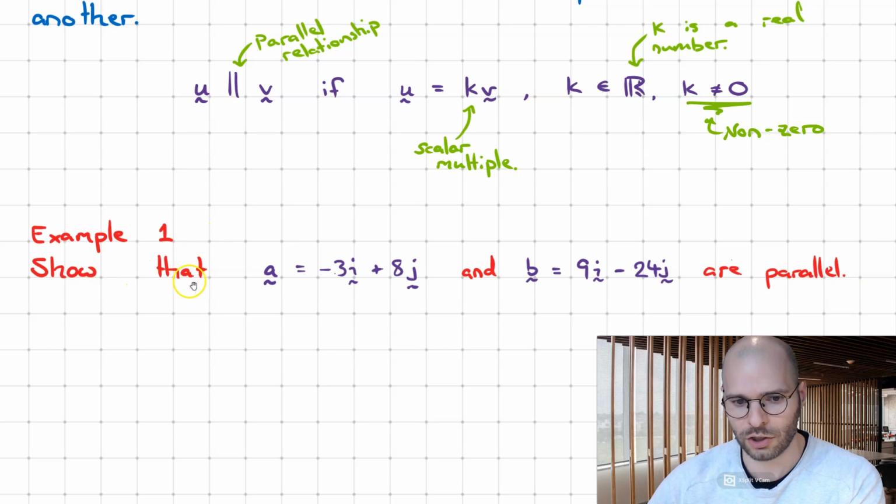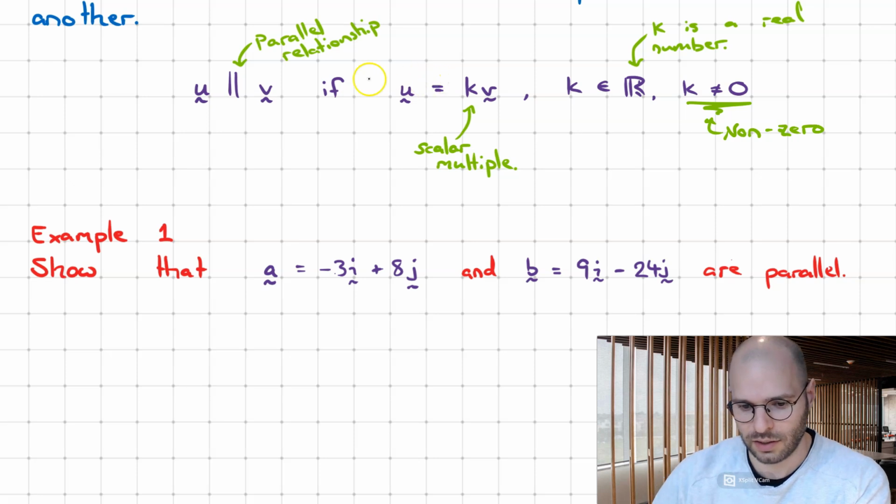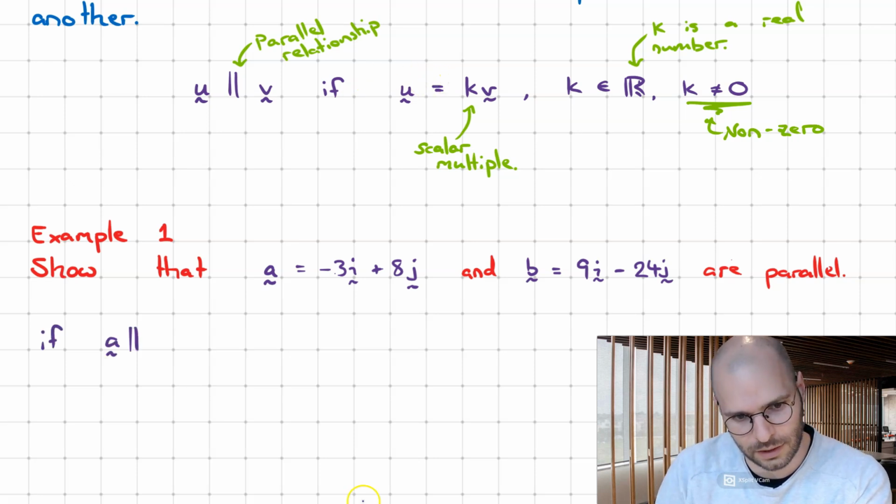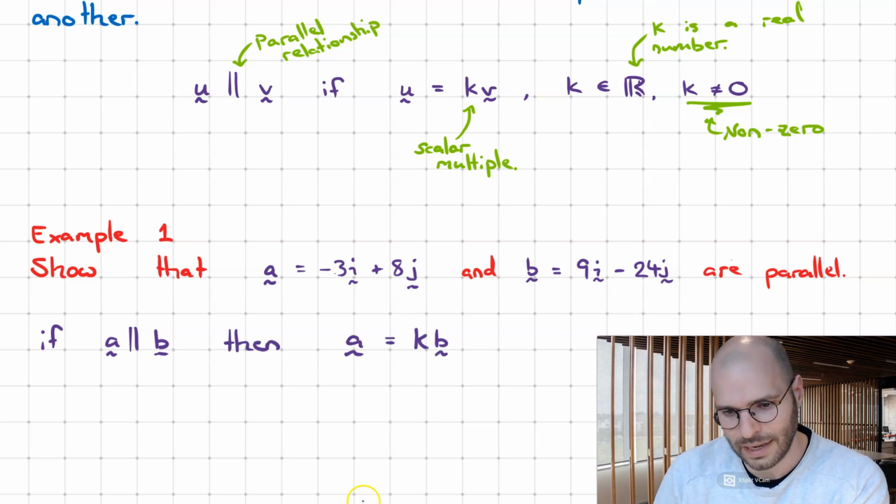Example 1. Show that vector a and vector b are parallel, where vector a is defined as negative 3i plus 8j, and vector b is defined as 9i minus 24j. Now the way in which we can determine whether they are parallel or not is by using this property up here. So the vectors will be parallel if this condition applies. So let's start off. If a is parallel to b, then a will be a scalar multiple of b, where scalar multiple k is a real number and it's non-zero.